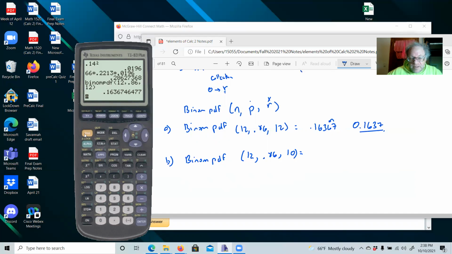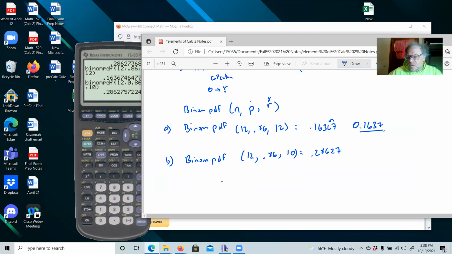So that's going to be the second function, distribution. Scroll down to where it says PDF, binomial PDF. That would be this guy right here. All right, we're going to say 12. What's my probability of success? 0.86. And then we wanted 10 online flights here. Okay, what's the probability of 10 of them? And we end up with 0.28627.